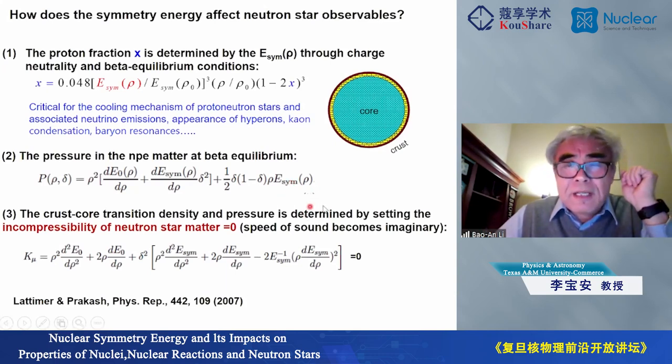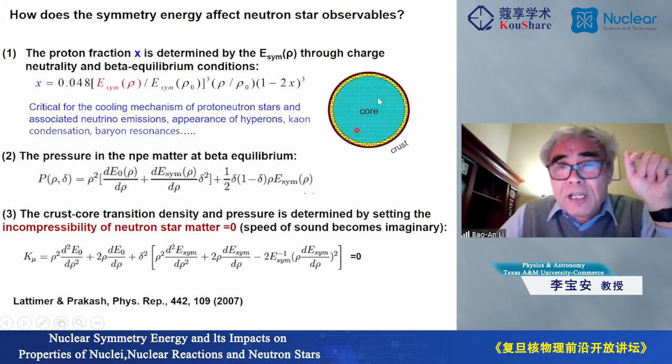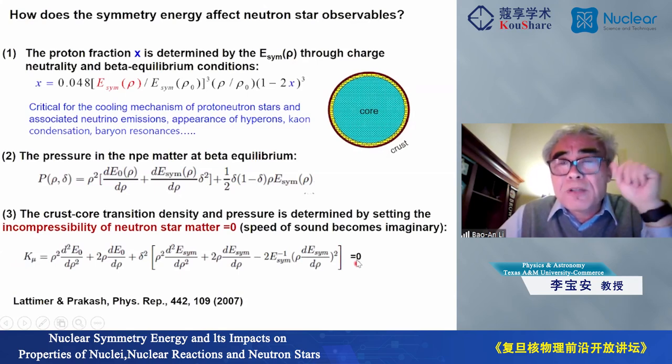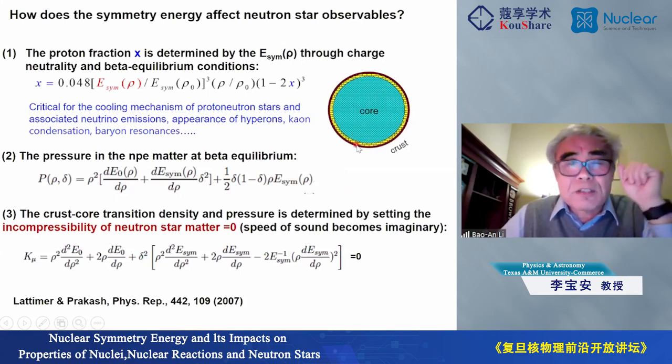The next place here is the transition density and pressure from the core to the crust. If you calculate the so-called incompressibility of neutron star matter in the core, that incompressibility may become zero. At that point, the dynamical instability will grow, forming clusters. That's where you find the clusters, in the crust. So this condition will determine the transition density and pressure from the uniform core to the cluster matter in the crust.